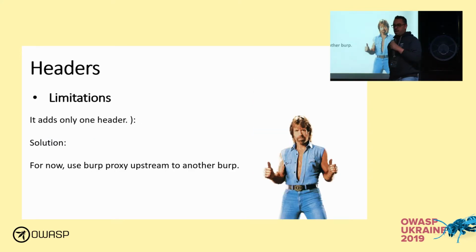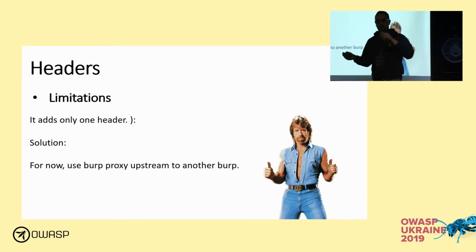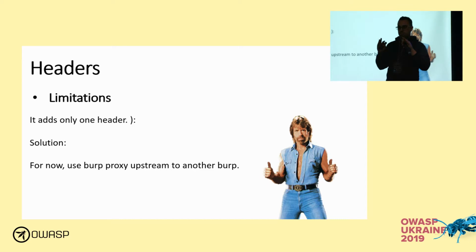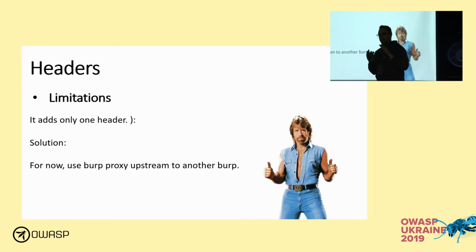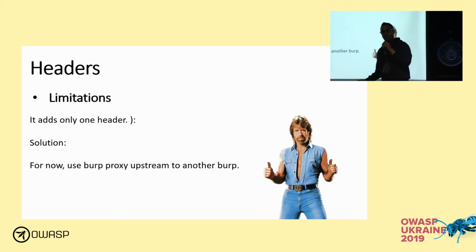Okay, again, I spoiled my next slide. So another limitation is you can add only one header. The solution for it is you can write another extension and load them together. It's going to work. Also, you can use a Burp upstream proxy to Burp. Does someone know about upstream proxies? I cannot see the people answering, but okay. So this is the idea, but in the future, the idea is to make it more flexible, okay?